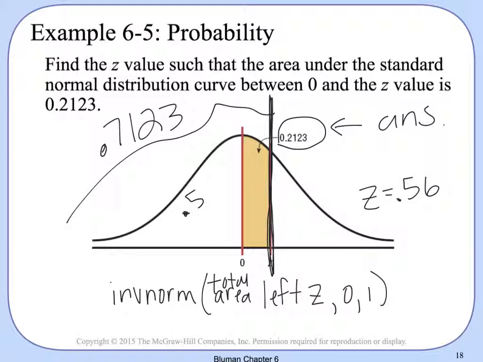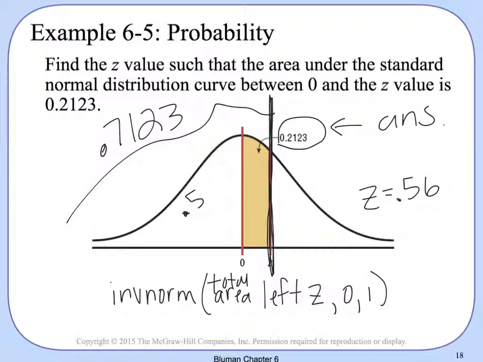0.56. Now, here's the crazy thing, okay? I guessed 0.7. That was my guess. I was off a little bit, okay? But it makes sense that my answer is 0.56 because it is positive. It should be positive, right? And we're going to do another one here in a minute where maybe my z value will be negative. If I'm trying to find a z value that's over here, I better get a negative answer.